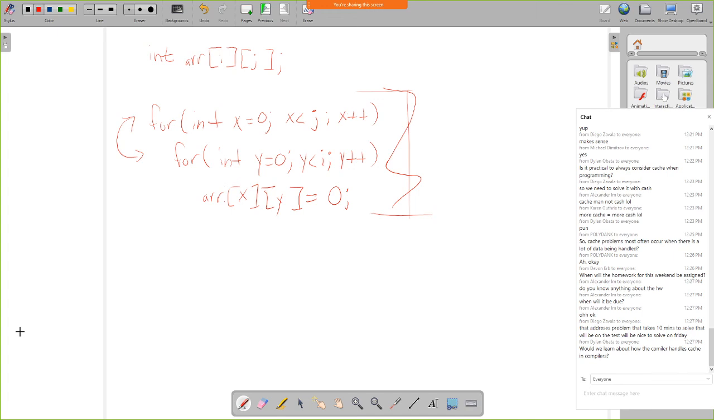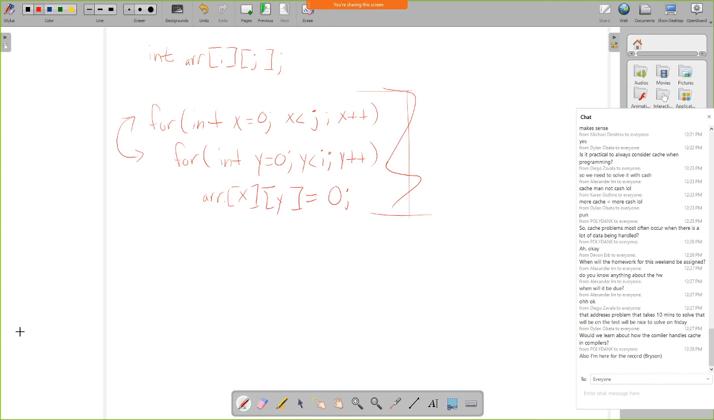Would we learn about how the compiler handles cache in compilers? No.